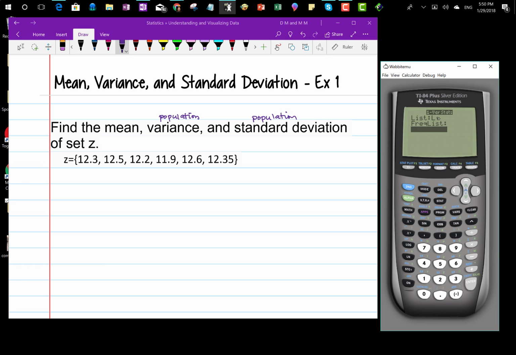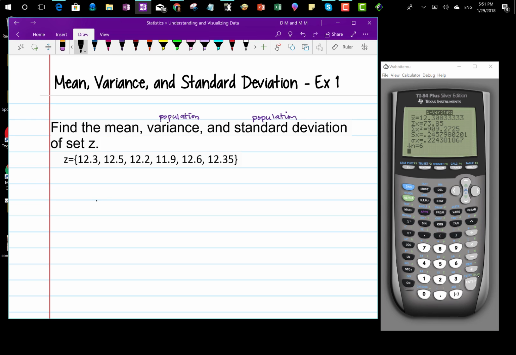We tell it that our data is in L1, our frequency list, we don't have one, and now we choose Calculate. And again, if you haven't watched any of my previous videos and you want to know how to tell it what list it's in, you just press 2nd and the number of whatever list your data appears in. Now press enter to calculate, and our mean, no matter whether it's population or sample, is always the same. X bar represents the mean. Doesn't matter if it's population or sample. Both mu and X bar are essentially the same. They're what's called unbiased estimators, or X bar is an unbiased estimator.